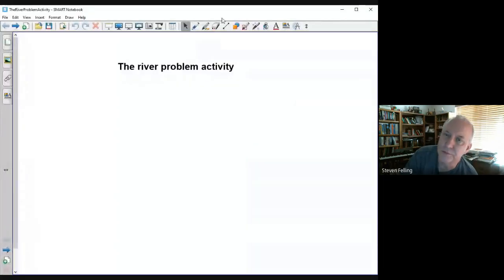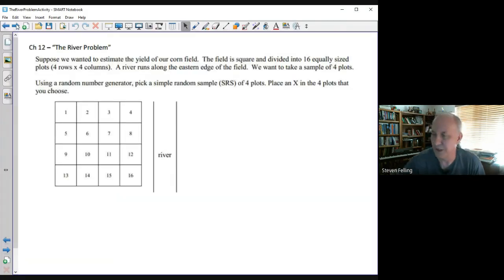So this is called the river problem, and you can do this yourself, actually, but I'll have to show you what it looks like when we look at all the data from the whole class. So in the river problem, what we're doing is we're investigating a cornfield. Okay, so you're a farmer, you have a large cornfield that's further subdivided into 16 equal-sized plots. Okay, and there's a river on one side. We're interested to know how much yield, what's the yield of corn on average per plot, right?